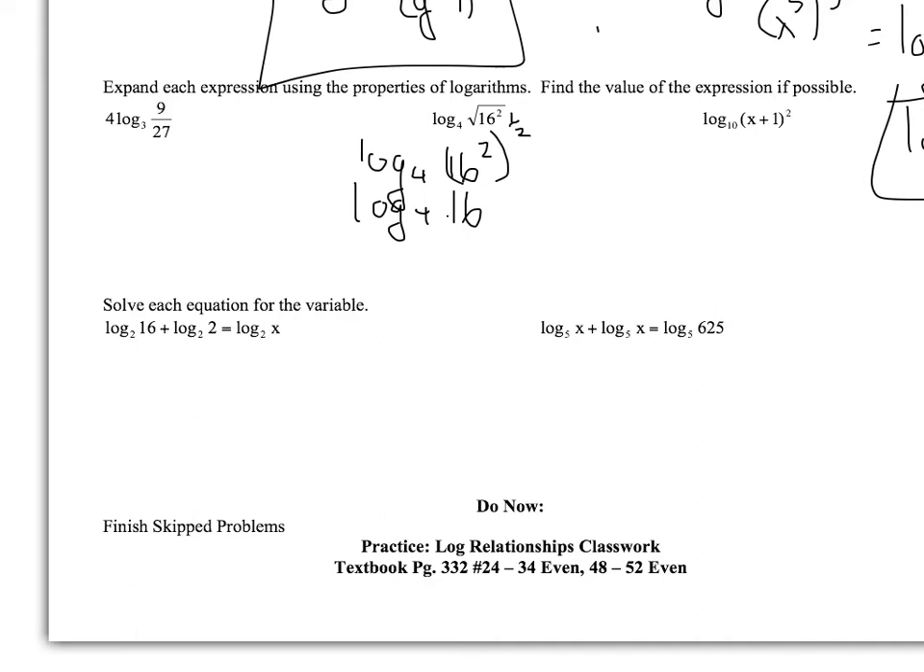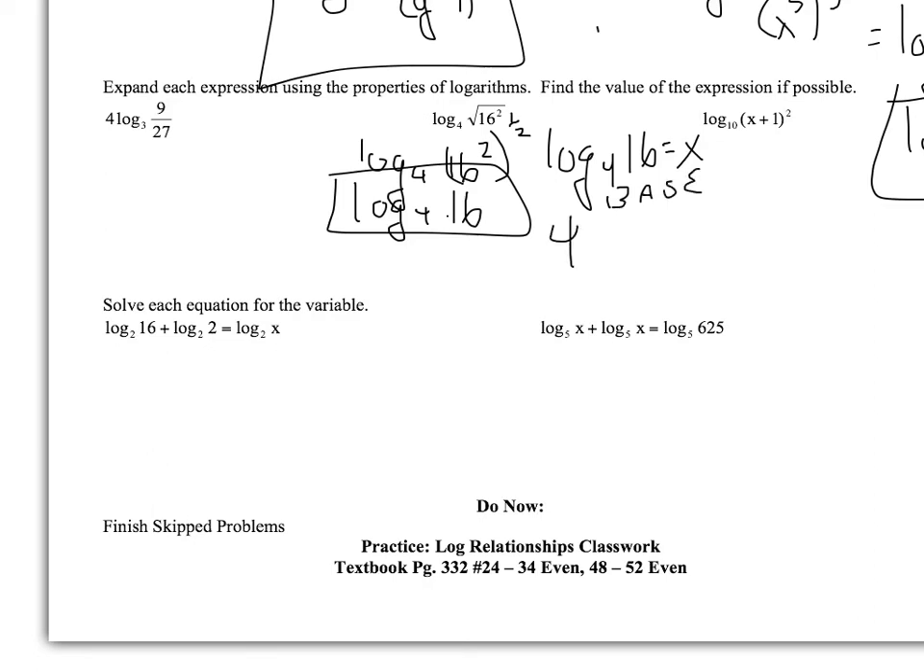And then if you try to find the value of the logarithm, what you do is you set it equal to a variable. Use base. So it'll be 4 to the x equals 16. 4 to the x equals 4 squared. So x equals 2.